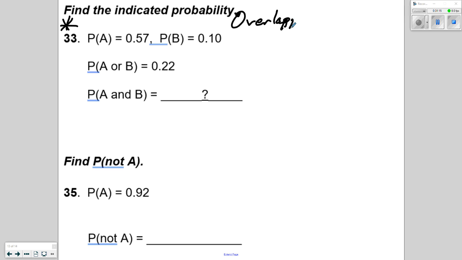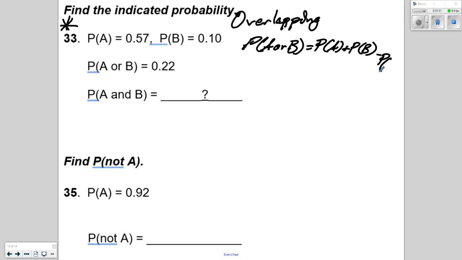This is overlapping. Okay, so since it's overlapping, the probability of A or B occurring is the probability of A plus the probability of B minus the probability of A and B occurring. All right, that would be the overlapping portion.